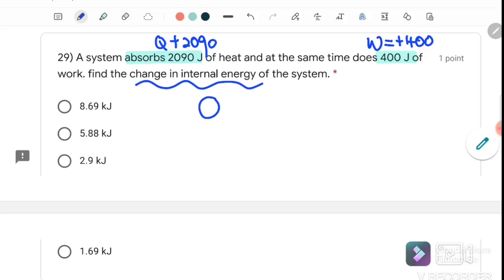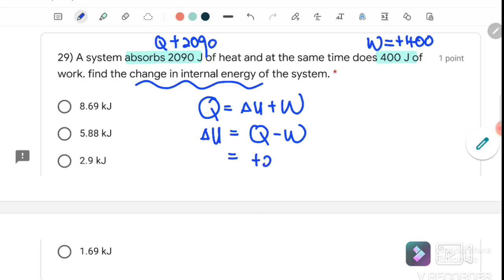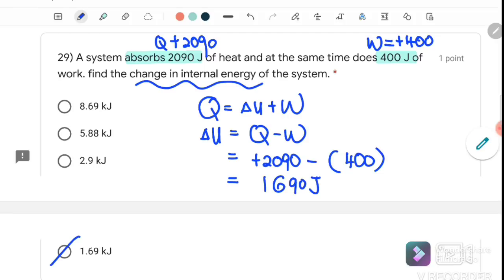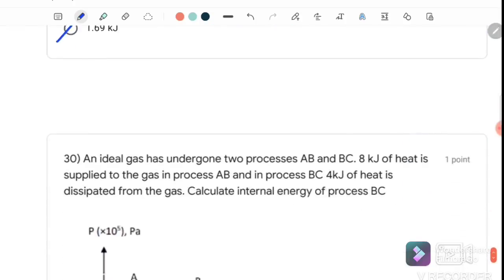From the first law of thermodynamics, heat is equal to the change of the internal energy plus the work done. Therefore, the change in internal energy is equal to Q minus work done. So Q is positive 2090 minus work done, which is positive 400. Therefore, we will get the change in the internal energy equal to 1690 joule. So the answer here is D.